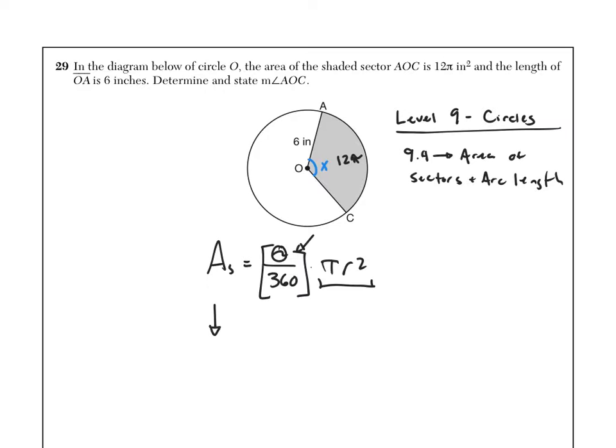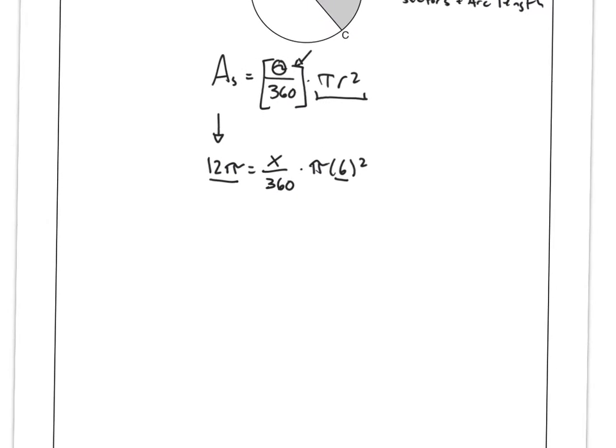So we can plug the area directly in, and we get 12 pi is equal to, now theta is our missing angle, so that's what we're looking for, so we'll put x there, x degrees, times pi times 6 squared. That's our radius. So we plugged in our given information, and now we just got to solve this guy. So to do so, let's start off with this. We're going to cancel out our pi's. There's a pi on both sides, so you can divide both sides by pi, it goes away. Then we're going to multiply both sides by 360.